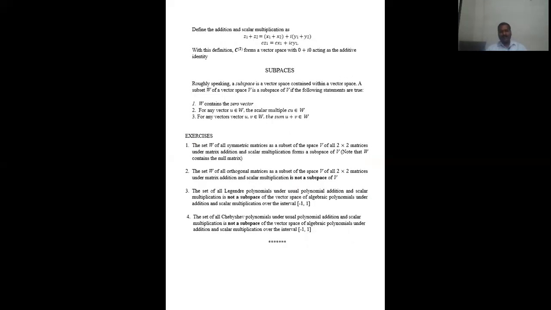Subspace: a specific part of that space we call a subspace. A subspace should contain the zero vector, and any vector u belonging to W should also belong to that subspace. I mean, all the other properties should hold. Then it's called a vector space. Now, in linear algebra, we live in a vector space, and vector spaces are very important. Thank you.